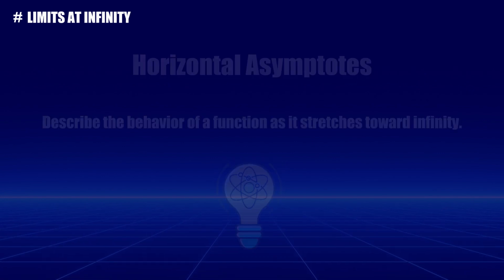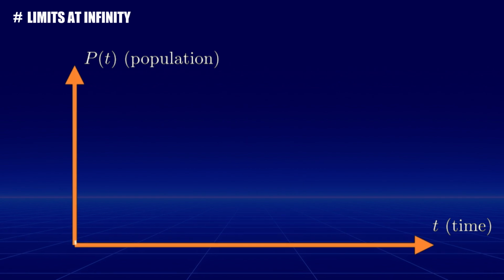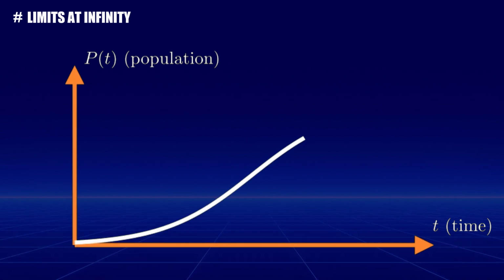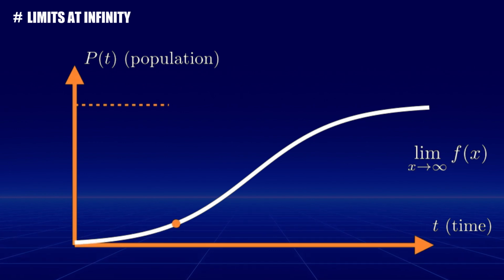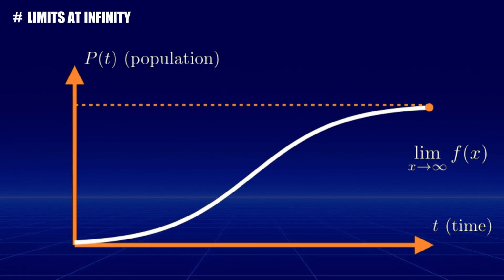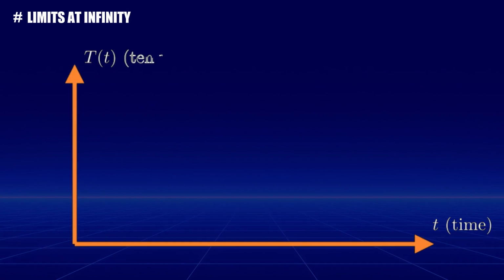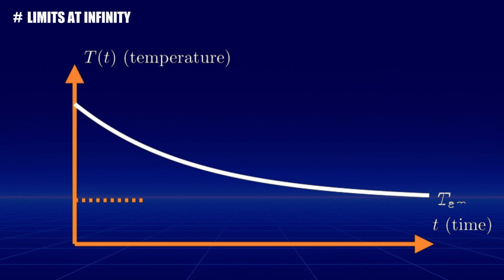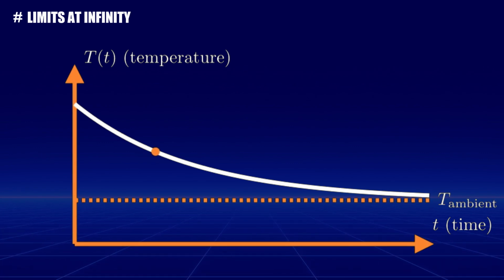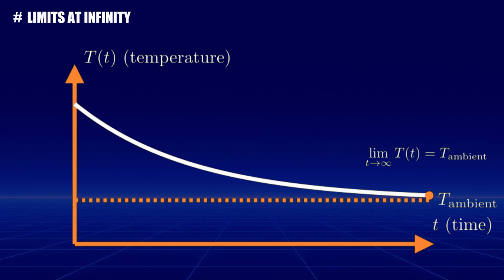For example, it can help with estimating the maximum growth or decay of populations over time. Additionally, in engineering, horizontal asymptotes can be used to predict the steady-state behavior of systems. For example, in heat transfer, the temperature of an object approaches the ambient temperature over time, a real-world use of limits at infinity. And this is it regarding limits at infinity.